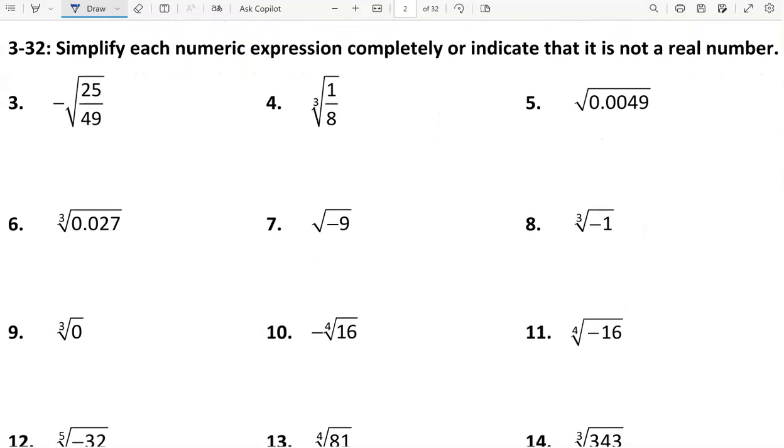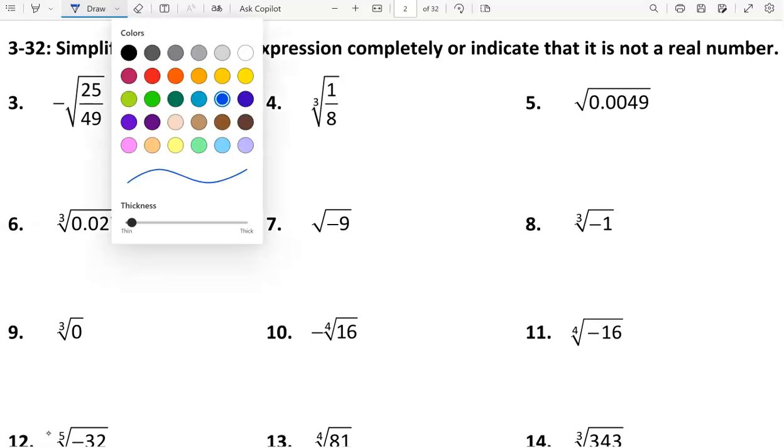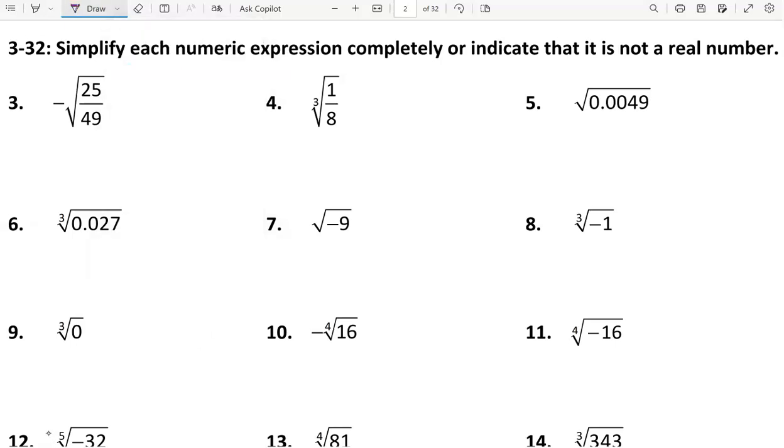Okay, in 3 through 32, we're asked to simplify each numeric expression or indicate that it is not a real number. In number 3, we see a negative, but it's outside the radical. So that just means that the result is going to be negative. And we can distribute that square root to the numerator and denominator. And then we have the square root of 25 divided by the square root of 49. So that's going to give us a final result of negative 5/7.